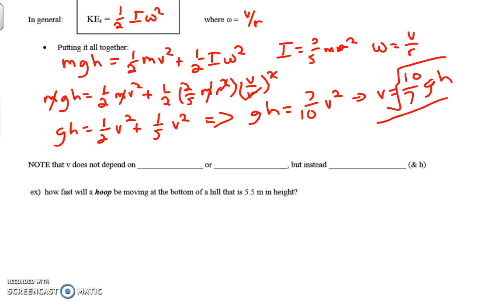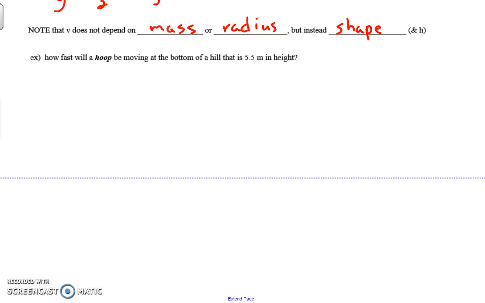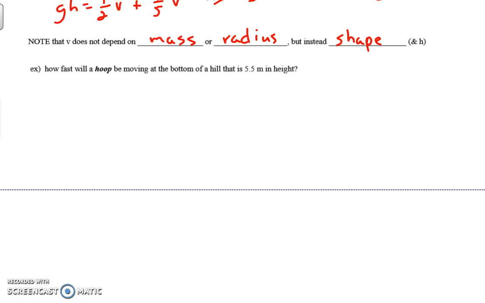And notice again that the velocity does not depend on the mass. Nor does it depend on the size, the radius. Instead, it depends, more than anything, on the shape that's rolling, and of course the height that it drops. So we can do the same problem with a hoop that is falling. It's the same type of idea.